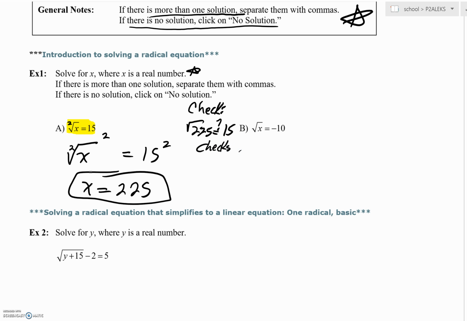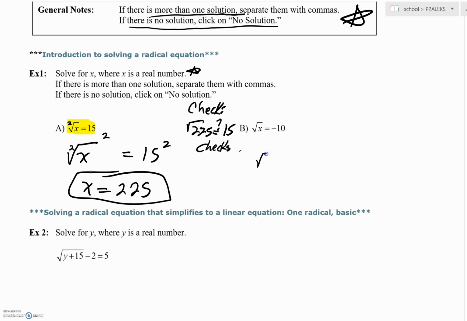Okay, so let's take a look at part B. And for part B, what do you think? Yeah, no solution. Can a radical equal something negative? No, you can know right off the bat that this is going to be no solution. If a square root equals something negative, you know something is wrong.